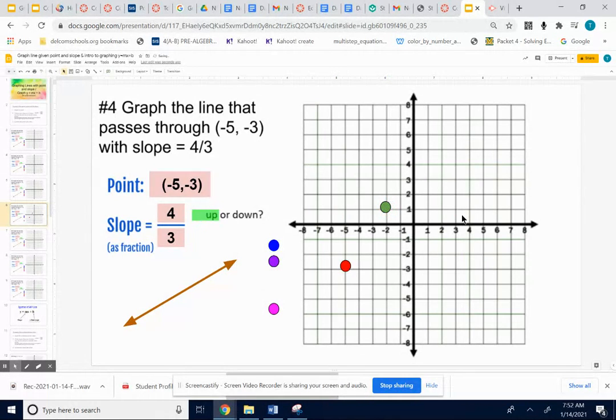Drop the second point. If you really wanted to keep going, you could, because I have room on my graph. I could go from that point and go up 4 spaces over 3. But again, you just need 2 points to draw a line because the pattern keeps continuing on and on and on. So to show the line, I'm going to try to just make sure my line goes through one of the points.